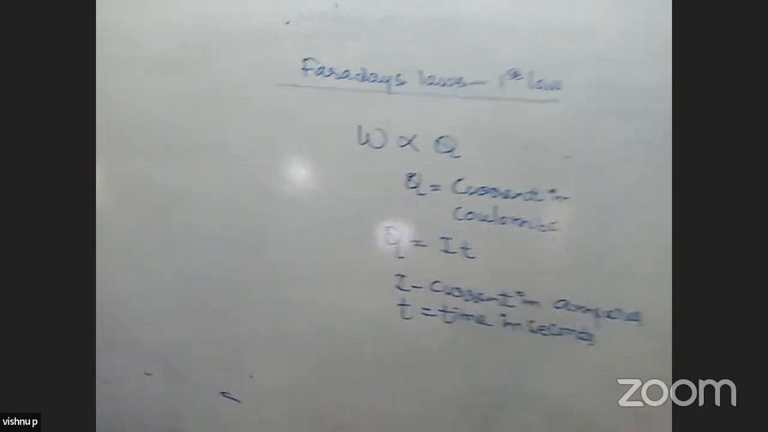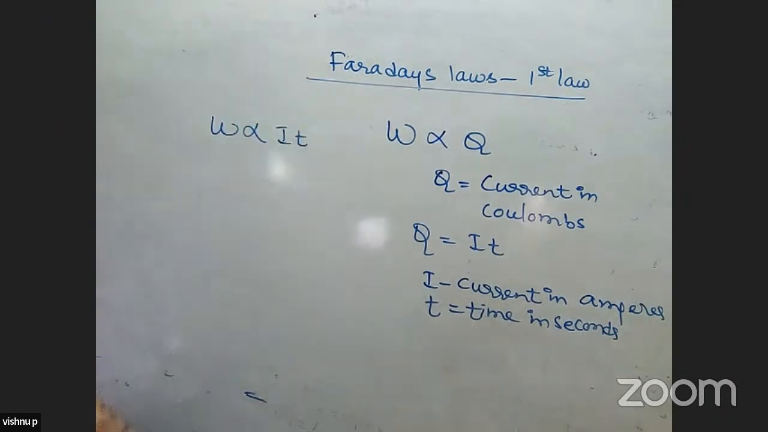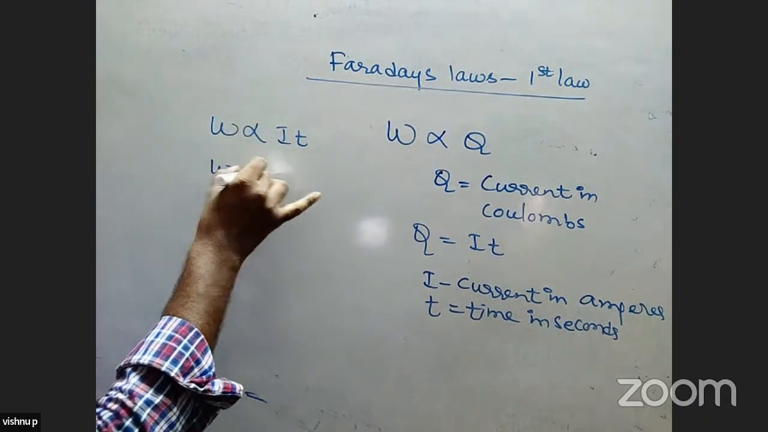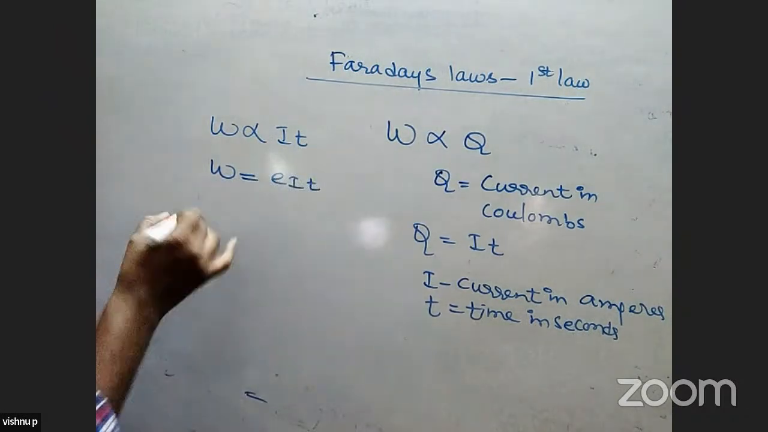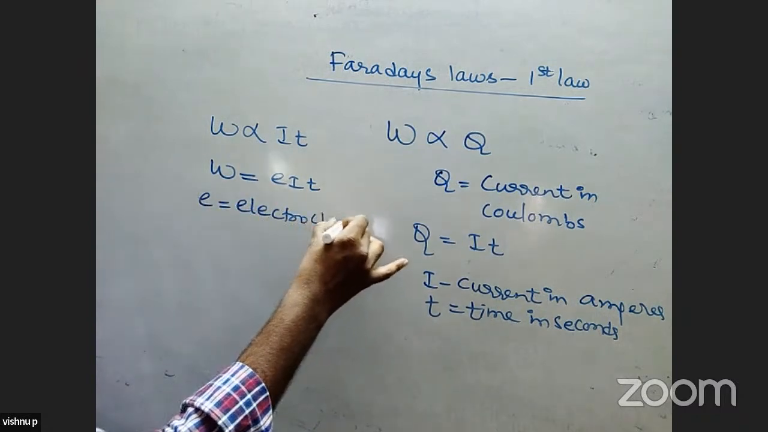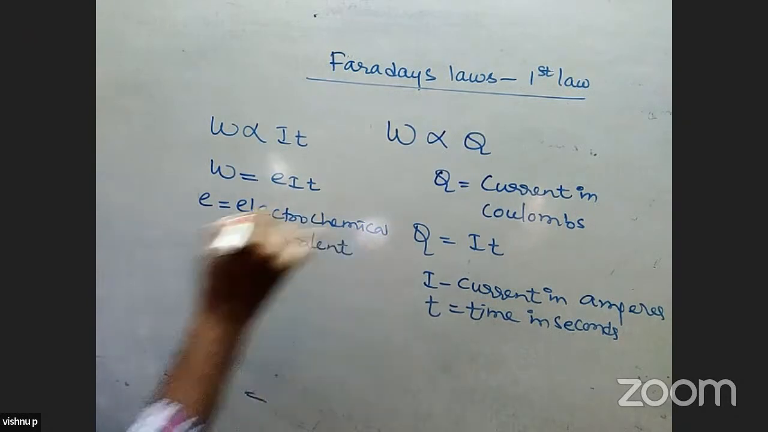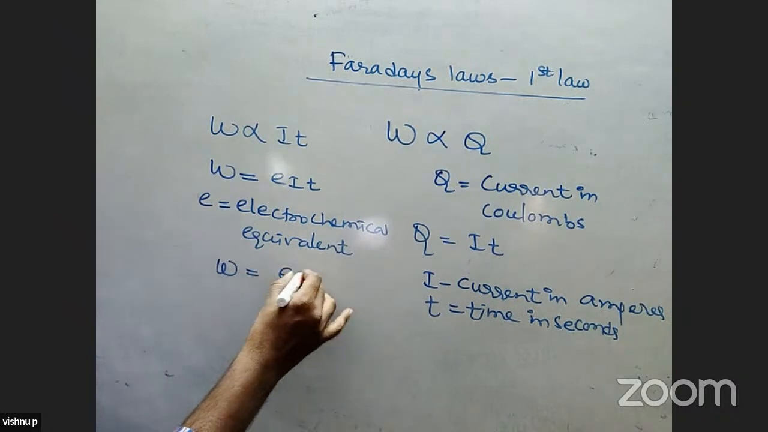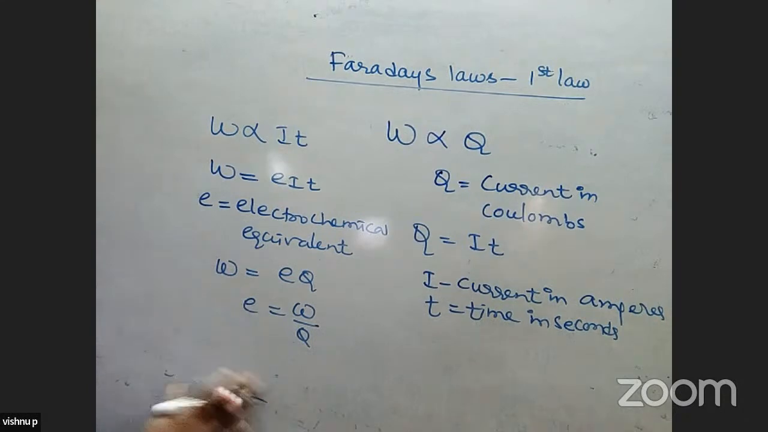So here, instead of Q, we can write W is equal to IT also. And we write here one constant, E: W is equal to EIT. What is E? We can call it the electrochemical equivalent. So W is equal to EQ, and E is equal to W by Q. What is the E value? What is the definition of E?